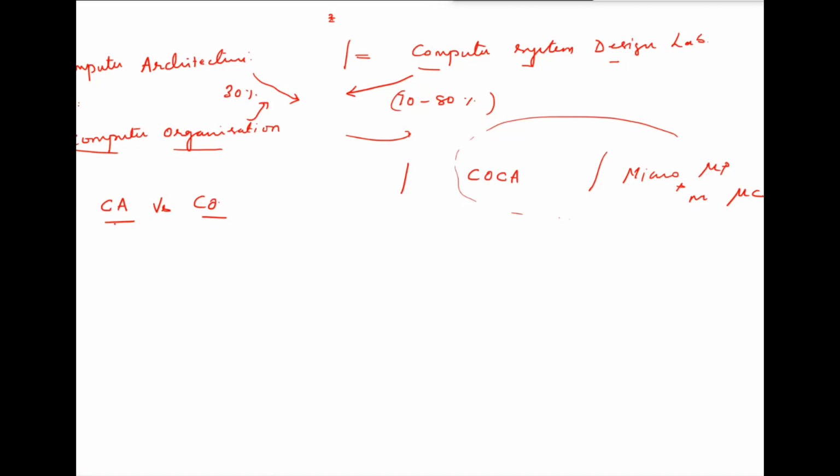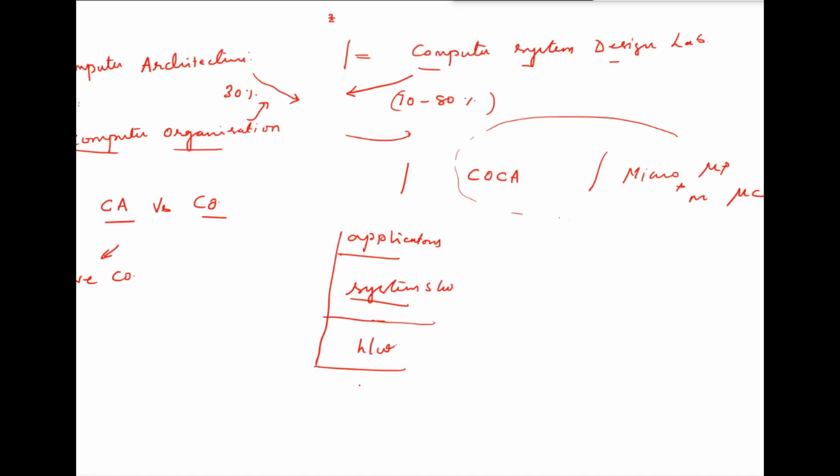So what is the difference? What is CA and what is CO? What you read in CO and what you are going to read in CA. In general, computer architecture is above computer organization. Normally, you have applications and some system software, and below that, we have hardware. Normally, when you take any system, it will be like this. CO is something here.